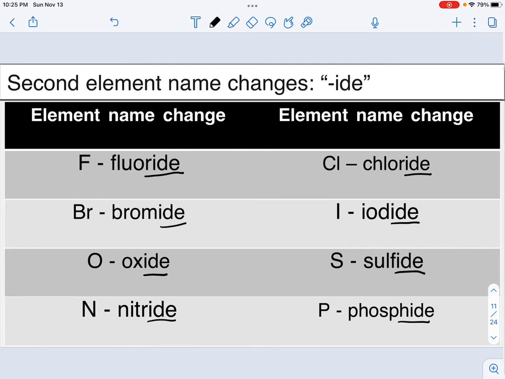You might have to pause the video in order to write these name transformations. So essentially, just remember ide, okay? Try to remember that. That is the second element name. And my handwriting needs to get better. Second element name change, okay?